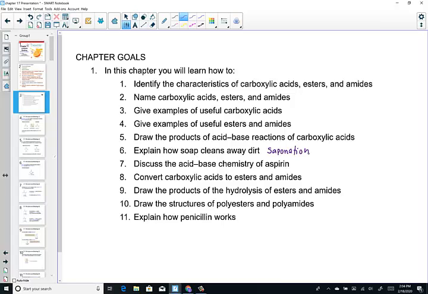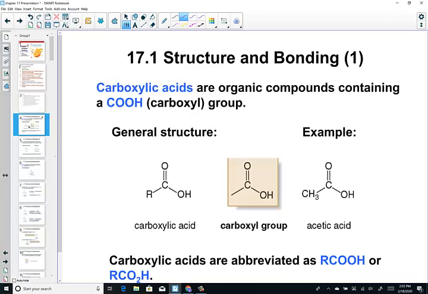1540. Saponification, how soap cleans dirt away. Acid-base chemistry of aspirin, converting carboxylic acids into esters and amides. What does it look like to hydrolyze esters and amides, and draw the structures of polyesters, polyamides, and explain how penicillin works? So let's get started, shall we?